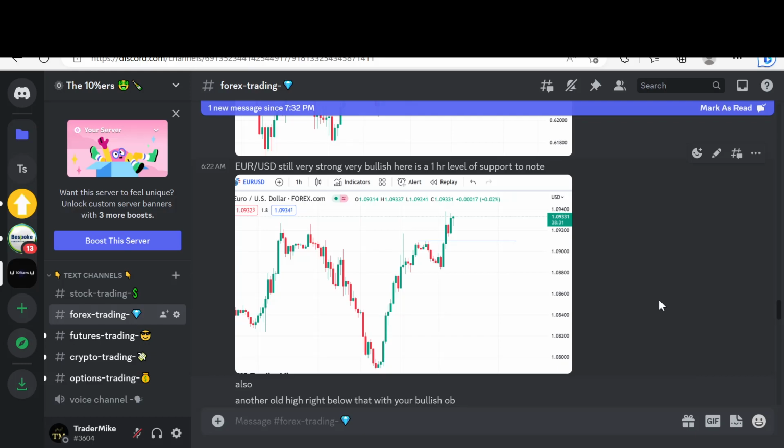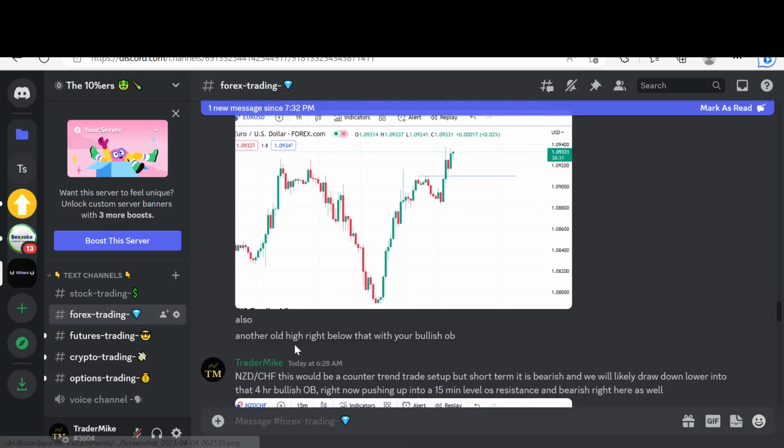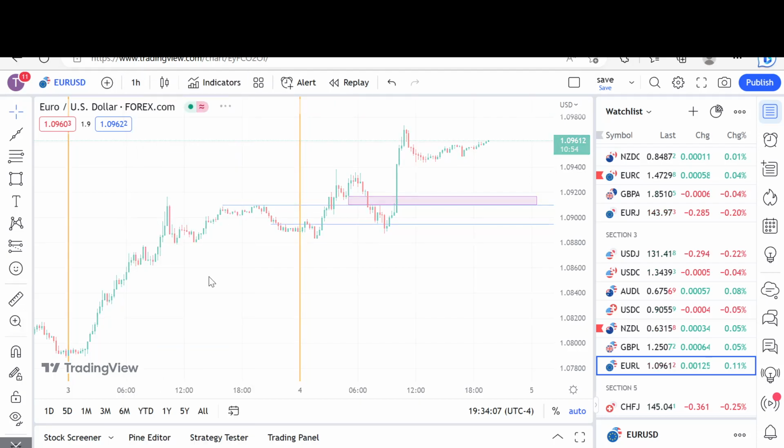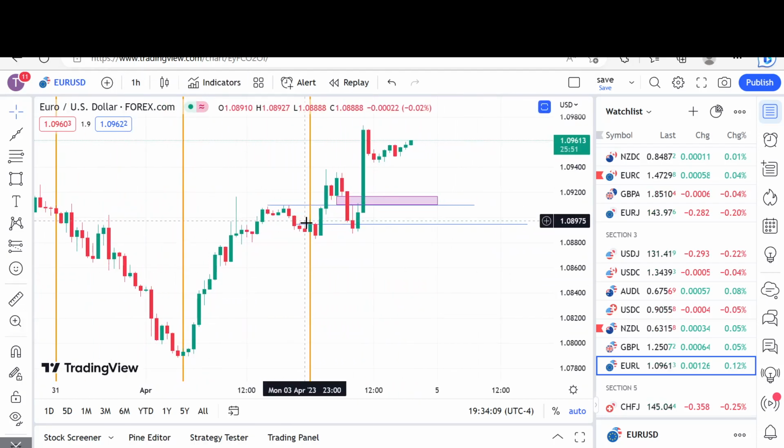Again, watch my series on support or resistance. You'll know that that is a level of support. And I said another old high right below that with your bullish order block. So we're going to note these, or actually I already have them noted. There's that first level, okay? And then let's go to the 1 hour chart real quick. There's an old high, and there's your bullish order block. So we found support off that bullish order block. That was where we found our bottom, okay? Then we had our 0 institutional price level right there as well. So we found support right there.